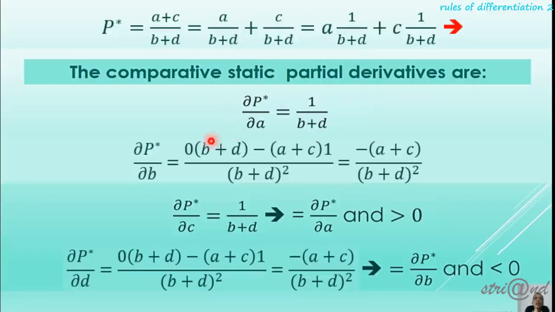And then the derivative of P star with respect to b can be found here using the quotient rule, because we have a quotient here.